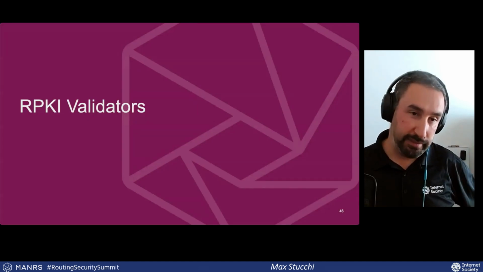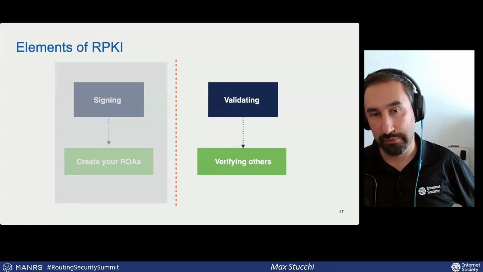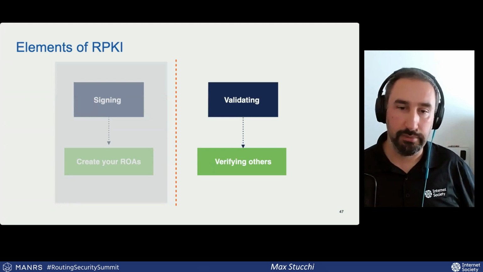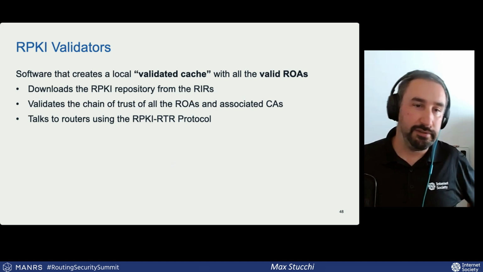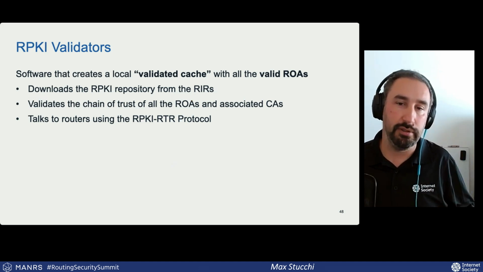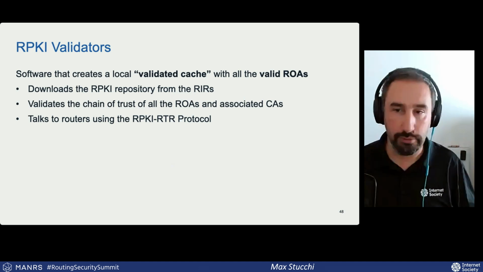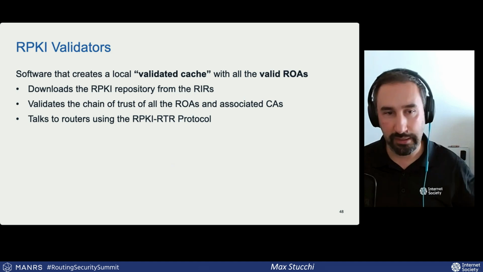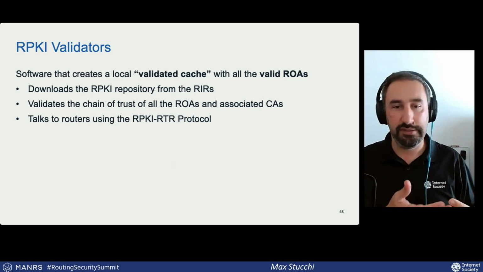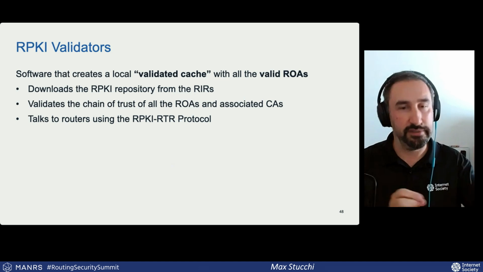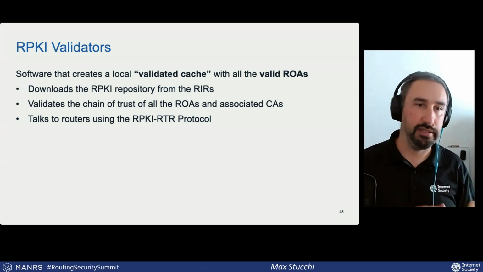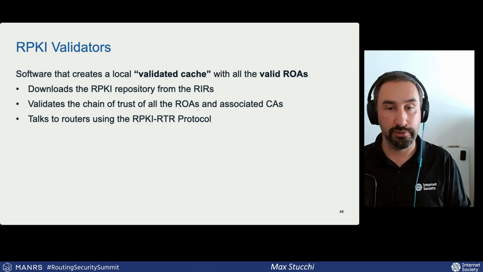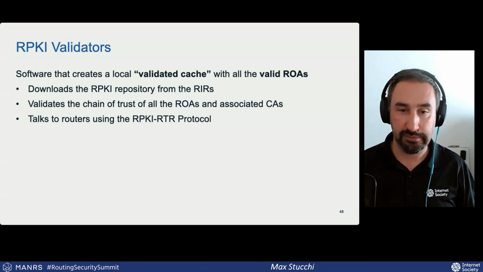Now, we have validators. So this is the other piece of the puzzle, and we're looking at the right side of the elements of RPKI. So now we see how we validate. The validators are software that creates what's called the local validated cache with all the valid ROAs. So it means that it downloads all the RPKI data from all the RIRs, verifies the chain of trust. So it verifies that all the signatures are in order, everything's okay, the certificates have not expired, and so on. And then this piece of software talks to the routers using a protocol called RPKI RTR.